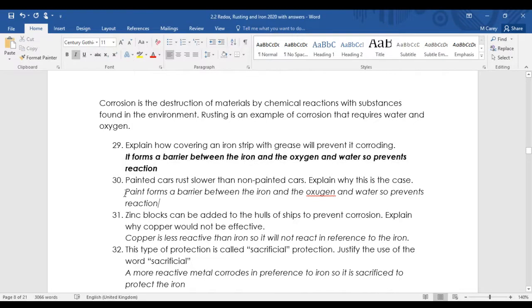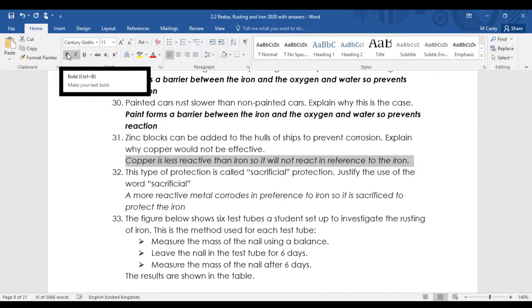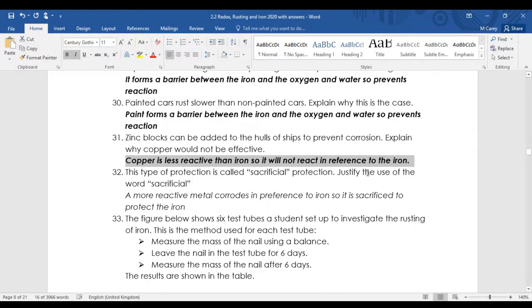Painted cars, paint forms a barrier between the iron and the oxygen, which I spelled wrong, and water, so it prevents reaction. 31. Zinc blocks. Copper would be ineffective because it is lower in the reactivity series, or less reactive, than iron, so will not react. So iron will react in preference to copper, or copper will not react in preference to iron.